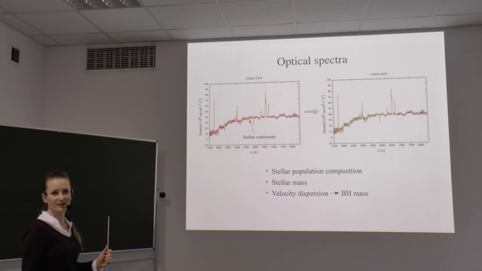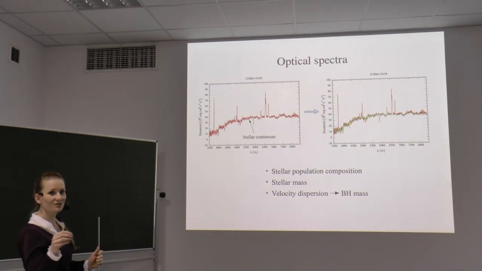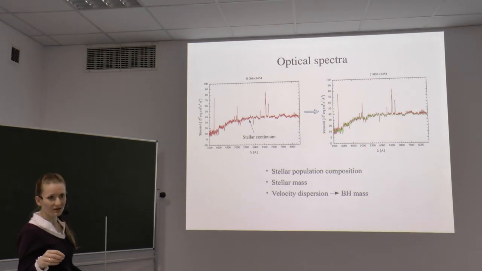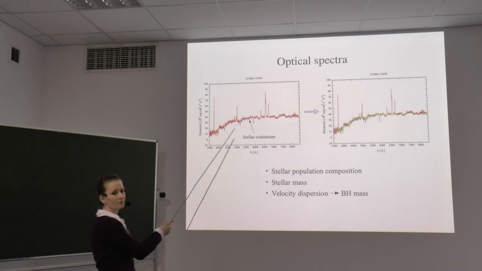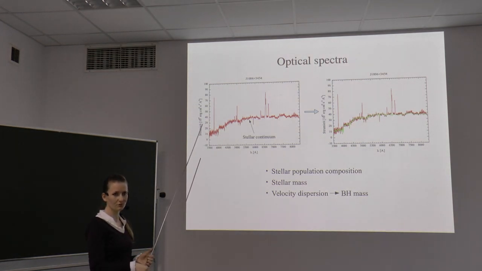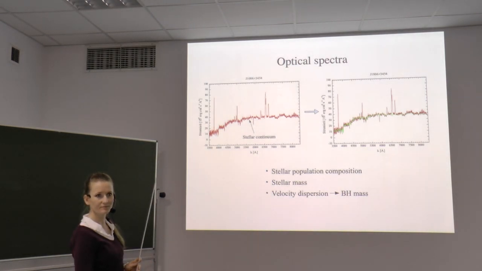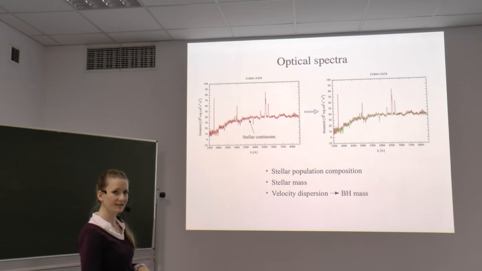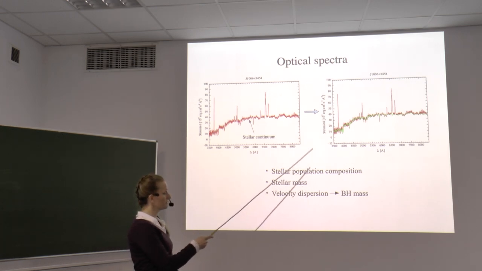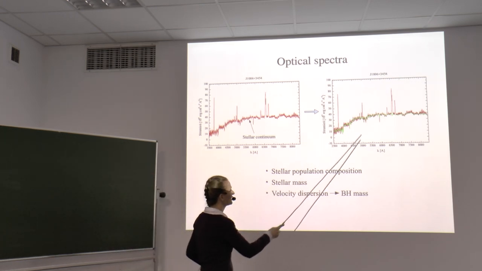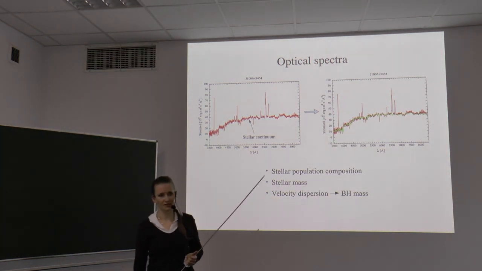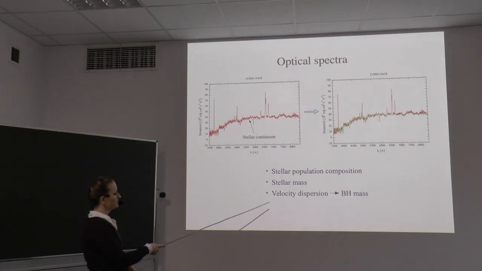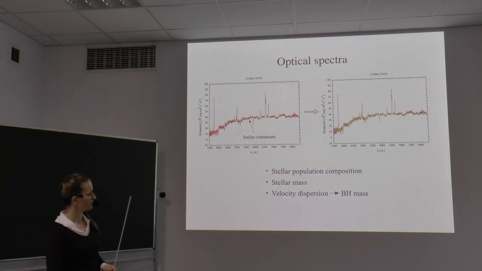Spectra of stars have absorption lines. The emission lines come from the AGN, active galactic nuclei inside the galaxy. Yes, and the velocity dispersion is calculated based on the broadening of these absorption lines. And the velocity dispersion is used for the black hole mass determination.